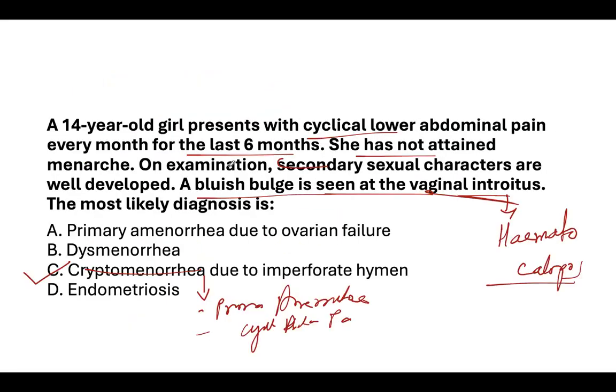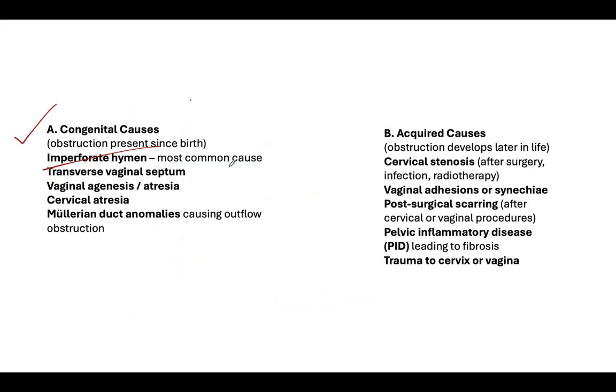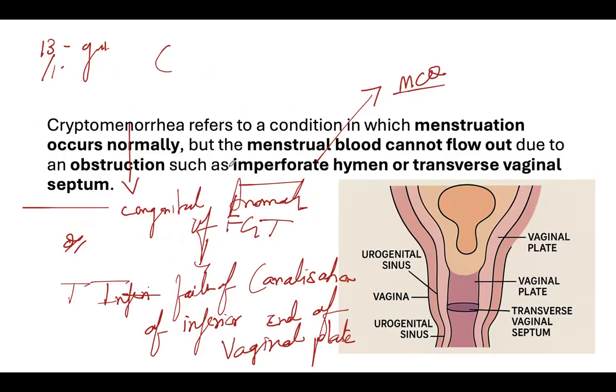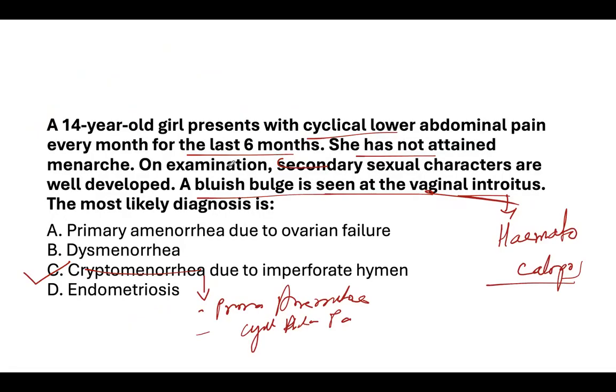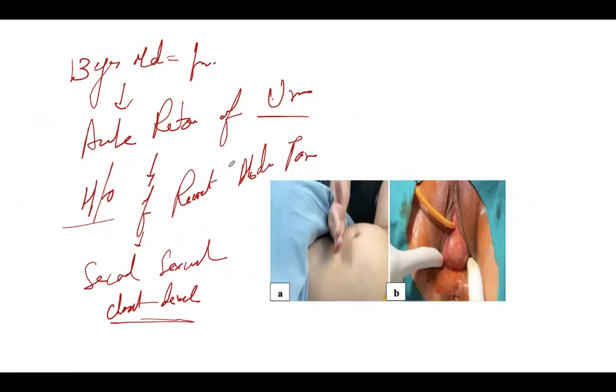So they can ask you what are the clinical features of cryptomenorrhoea, what are the causes, what is the most important cause, what actually happens in cryptomenorrhoea, okay, why it happens, because of the failure of canalization of the lower inferior end of the vaginal plate with the urogenital sinus, okay. So these are some of the questions they can ask you from only the cryptomenorrhoea chapter or the points.